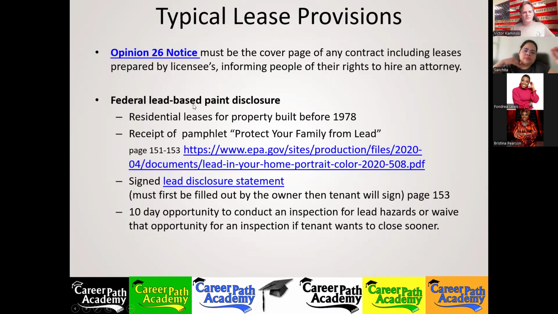For the federal paint disclosure, there should be a disclosure in the lease contract itself, but we also give a separate disclosure, that lead paint disclosure statement that needs to be filled out if the property was built prior to 1978, the year that lead paint was banned. And we need to give the pamphlet and a 10-day opportunity to conduct the lead inspection or waive that opportunity altogether. Those are the three things we need to give to tenants in buildings built prior to 1978. Okay.